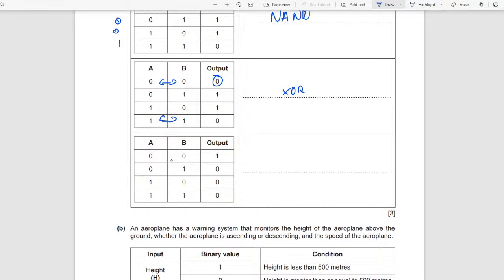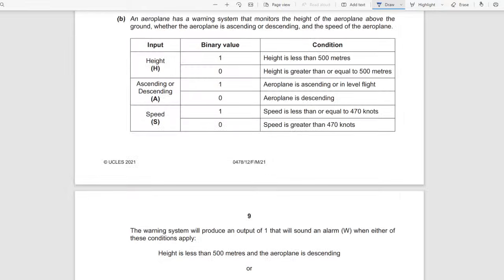For this one, let's see, 0, 0. So let's try the OR gate first, maybe. The OR gate is 0 plus 0 is, okay, so no, I think it might be the NOR gate. Let's see, if it is the OR gate, it would be 0 here, 1, 1, 1 here. So it's the opposite, hence it will be the NOR gate. So that's how you do these types of questions, using trial and error, and you will find it like that.